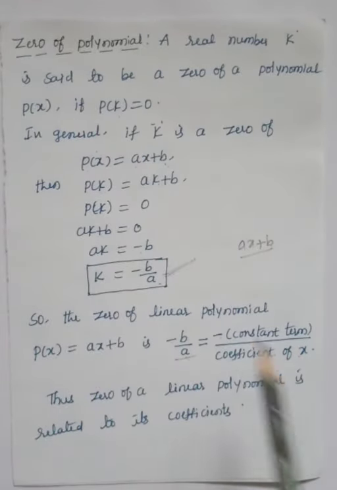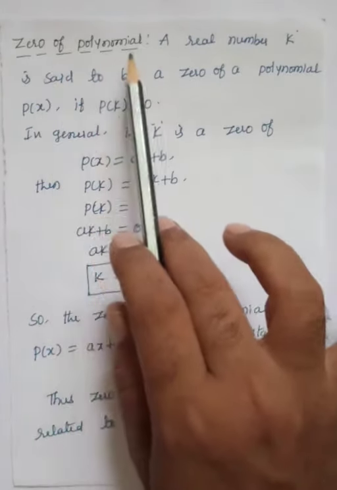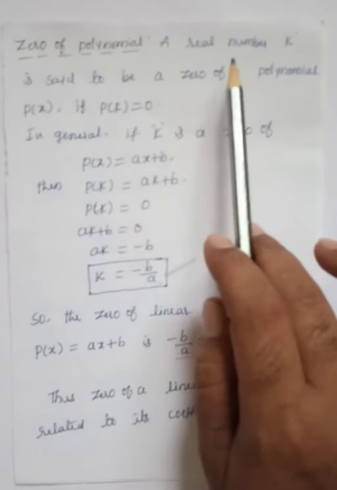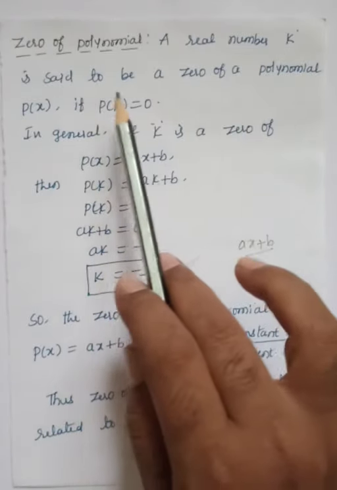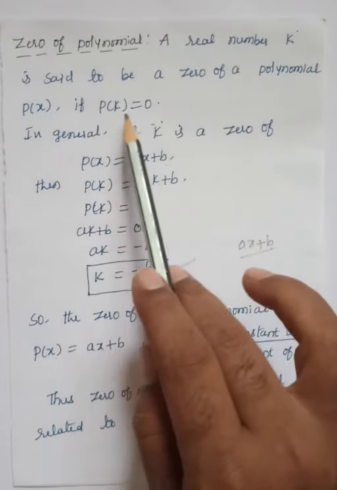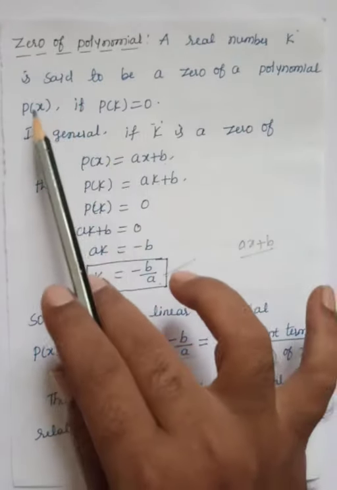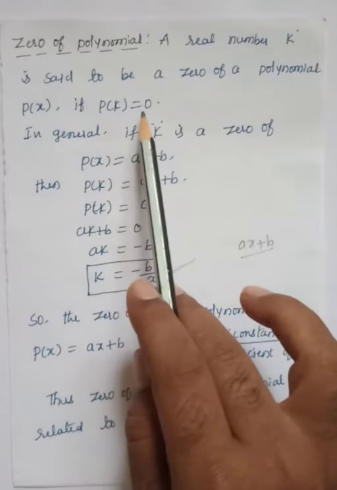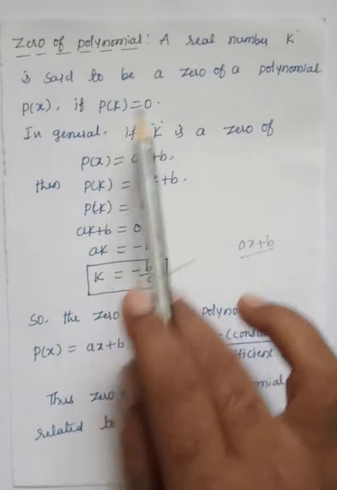Next, what do you mean by zero of a polynomial? Zero of a polynomial. A real number k is said to be a zero of a polynomial p of x if p of k is equal to 0. In place of x, you have to substitute k and equate it to 0.